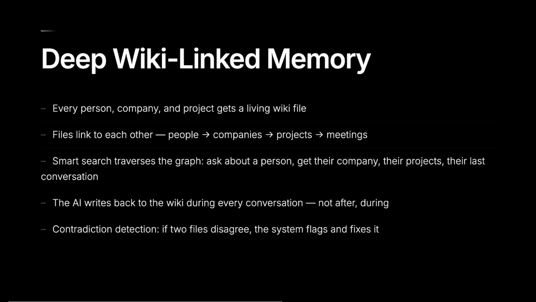And the way the agent is able to get this information is through something called Smart Search. Basically, you ask about the person, and it opens their wiki file and everything that's linked to that wiki file. The agent also writes back to the wiki after every conversation. And if there is a contradiction, which there might be, we flag it and fix it. I can show you guys what this looks like in practice.